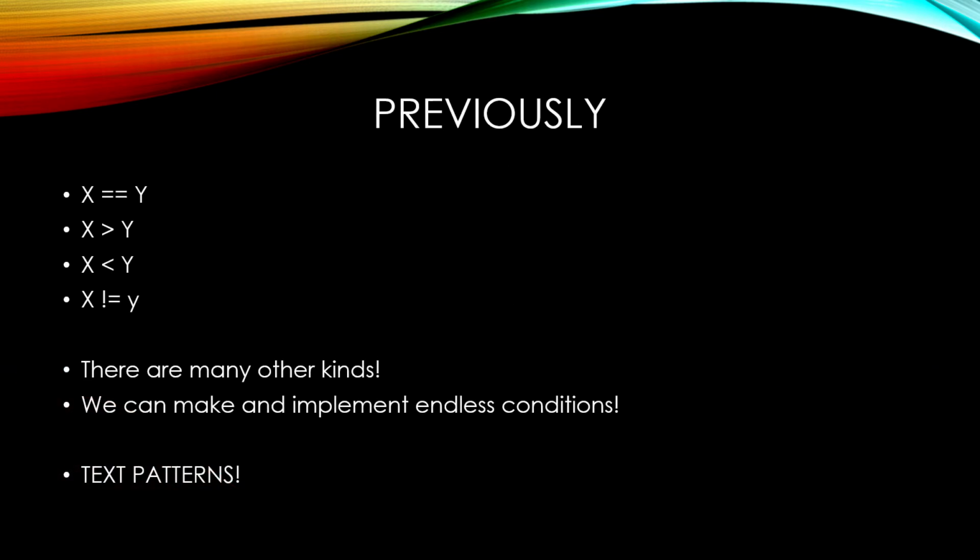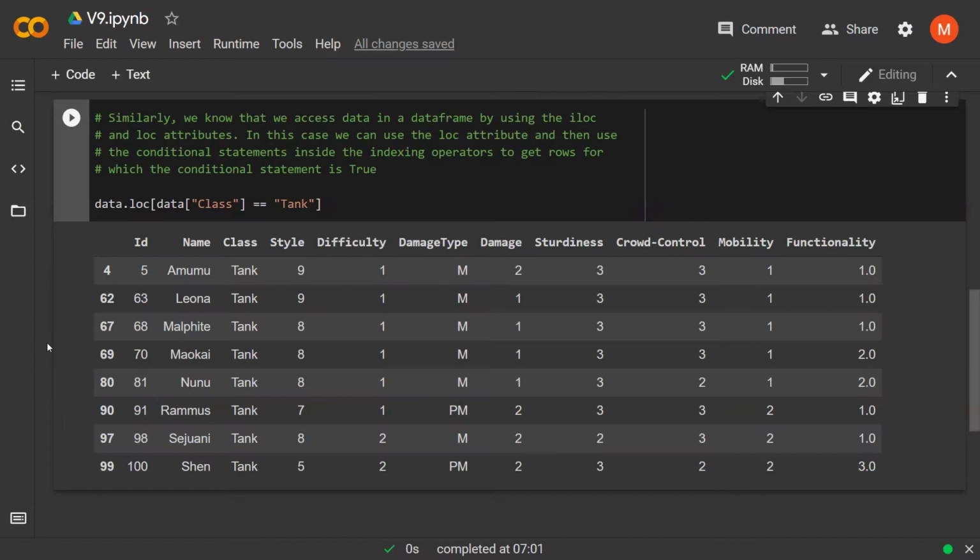So as previously learned, in addition to conditions like equal to, greater than or less than and not equals, we have many other kinds of conditions that we can use, basically any kind that you can come up with. So we know how to filter data based on absolute conditions, but sometimes when we're dealing with character data or text data, we can actually use pandas to filter our data according to text patterns as well. So for example, in the last video, we filtered data such that we got all the champions that belong to the tanks class. We did it using the condition that if the string tank matched the value of data against the class column, then return that row.